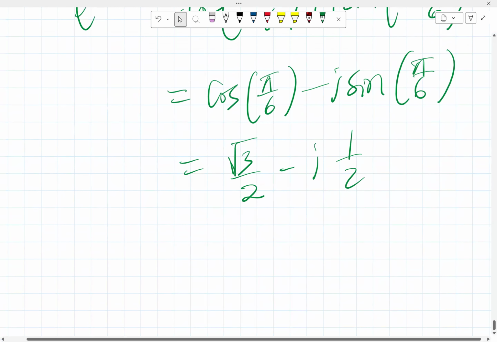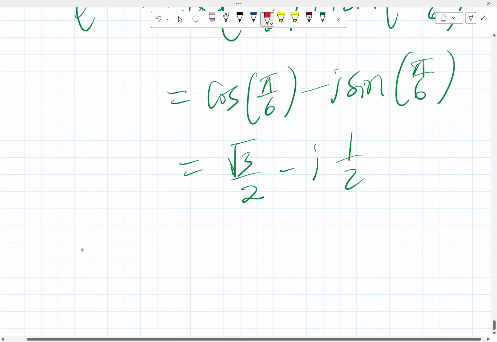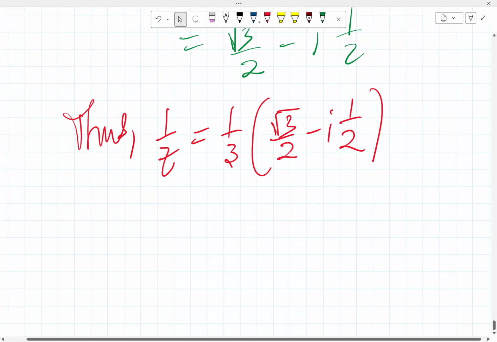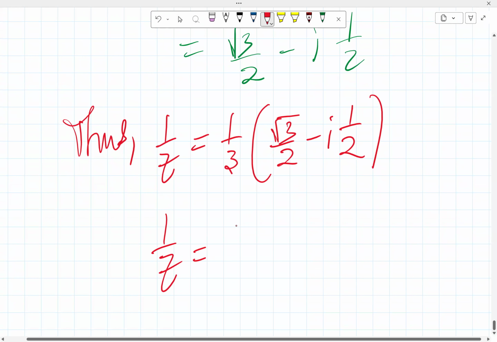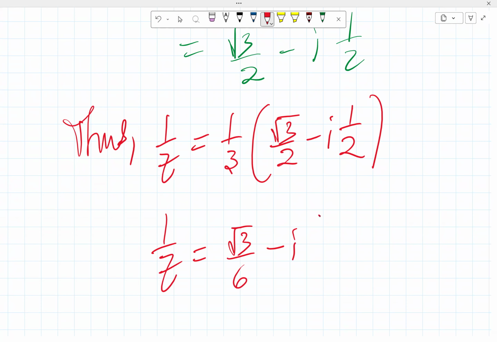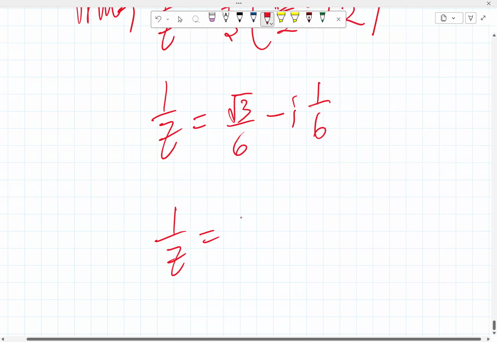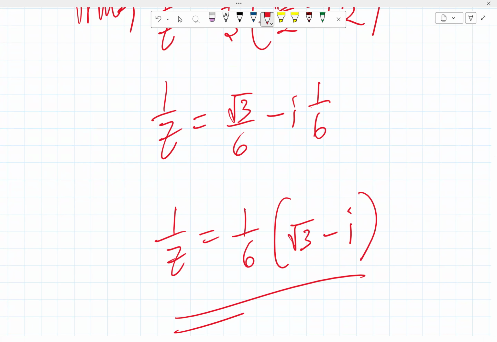And then that goes. We can then say, thus, 1 over z now is simply 1 over 3 into root 3 over 2 minus i 1 over 2. If you tidy that up further, 1 over z now is root 3 over 6 minus i 1 over 6. And that's what we have. Or if you still want to be finicky about this, 1 over z can still be 1 over 6 into root 3 minus i. You can still take it that far.